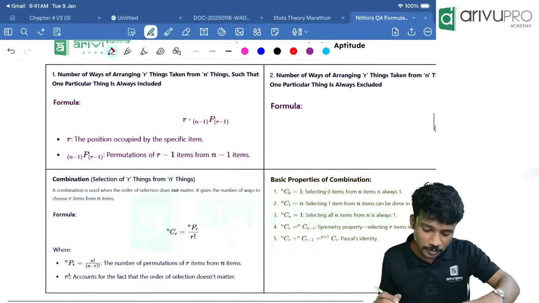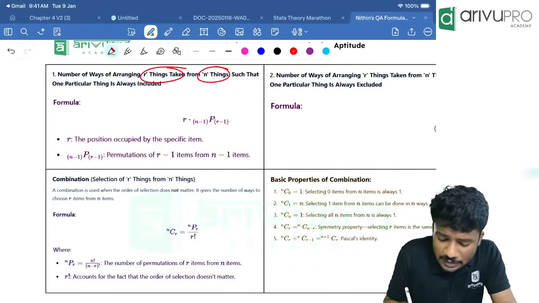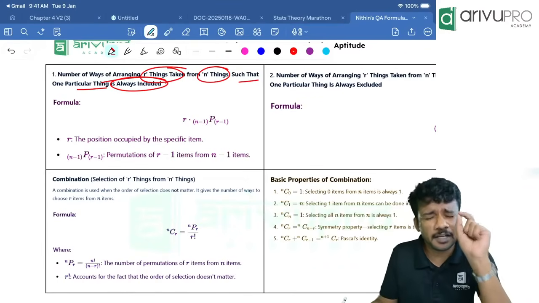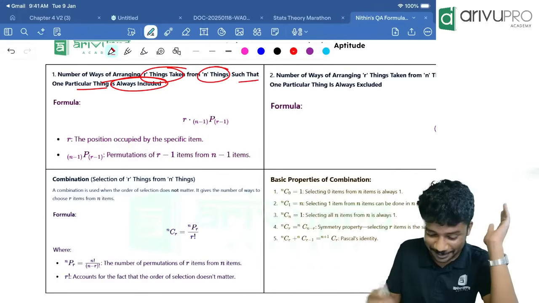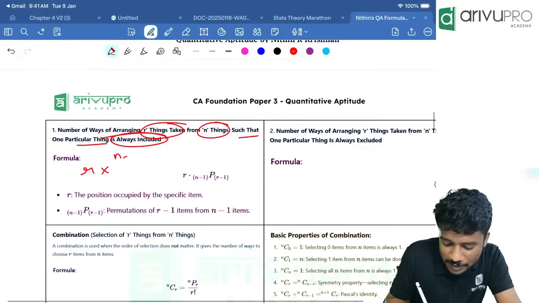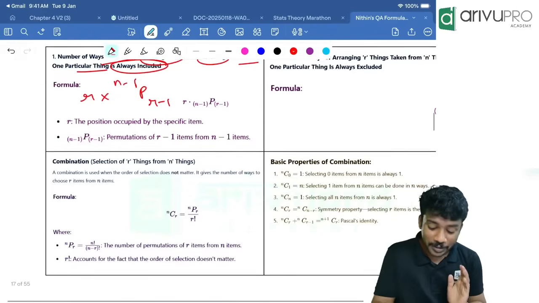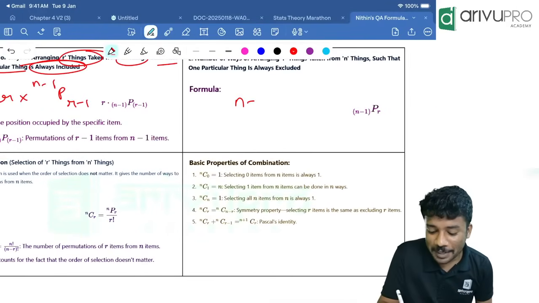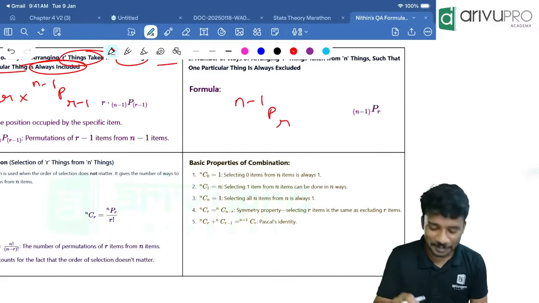Number of ways of arranging r things taken out of n things such that one particular item is always included. For example, take Shubman Gill: Gill is always included, right? Then the case is r into n minus 1 P r minus 1. If one particular item is always excluded, it is nothing but n minus 1 P r. That will be the formula.